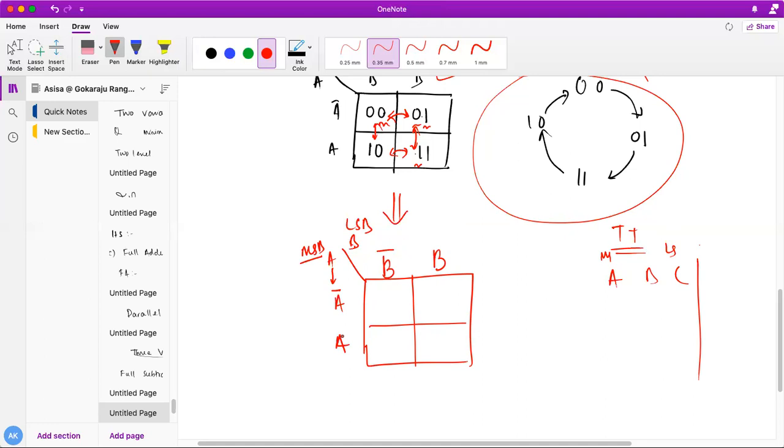Okay, next what you need to do is put the minterm positions. What are the minterm positions? This is position 0, 0, which is minterm position M0. This is my minterm position M1. This is my minterm position M3. This is my minterm position M2. So you all understand, this is the way you can represent your KMap.